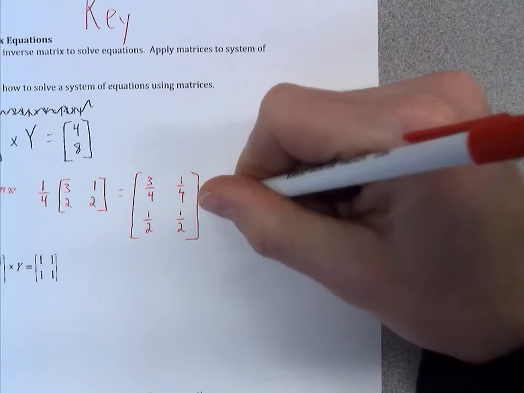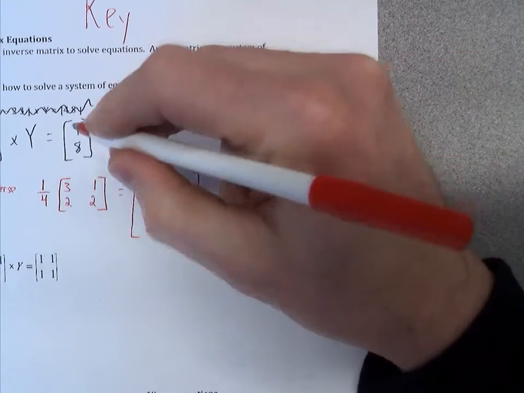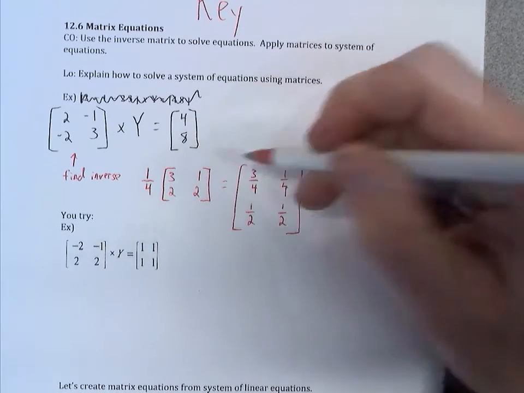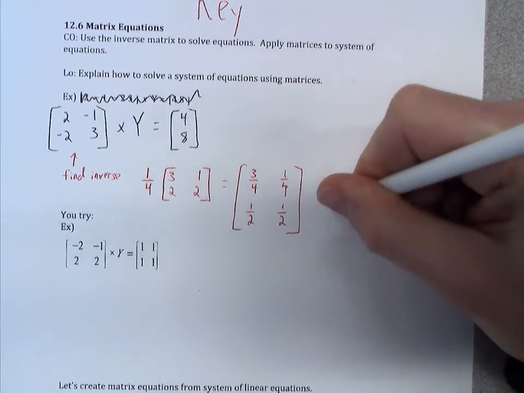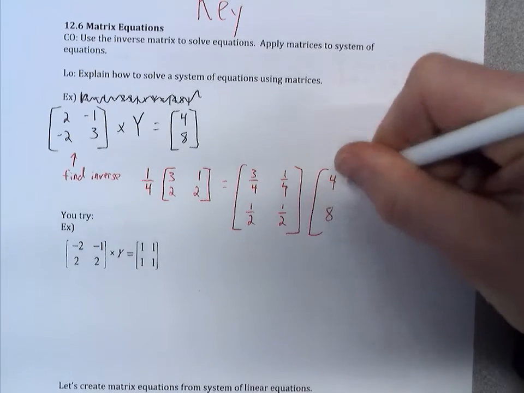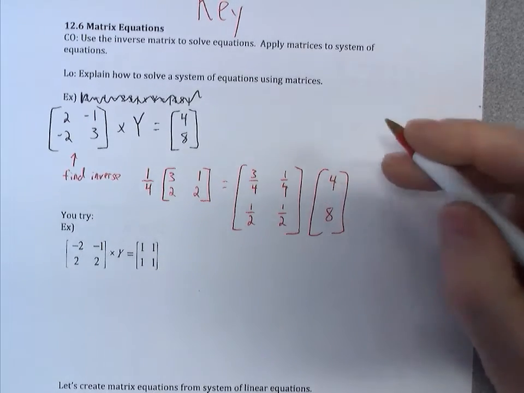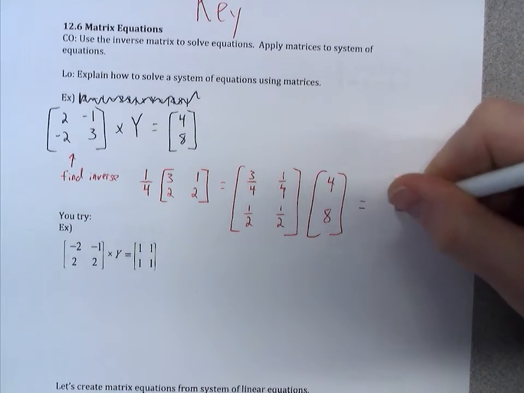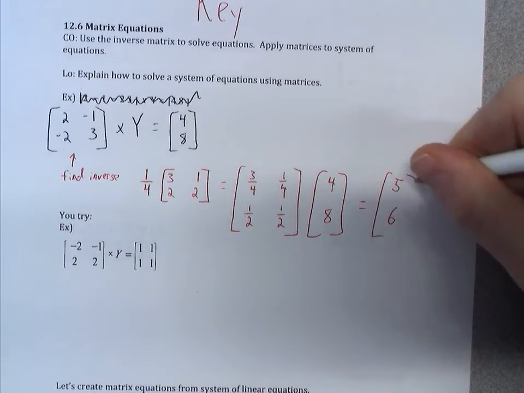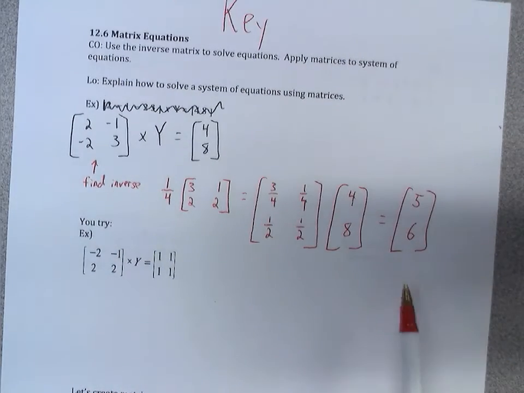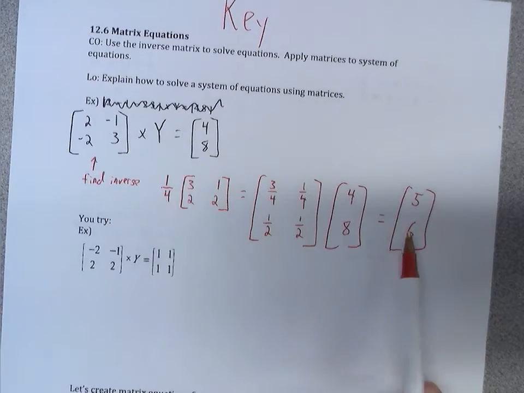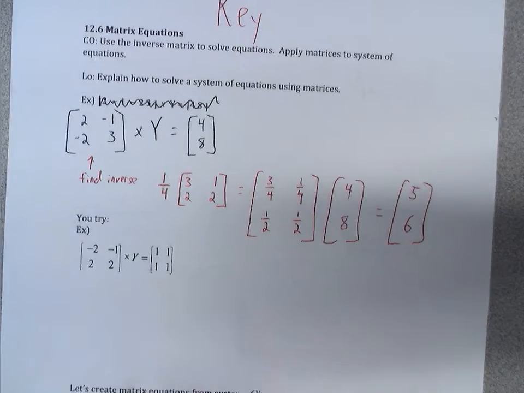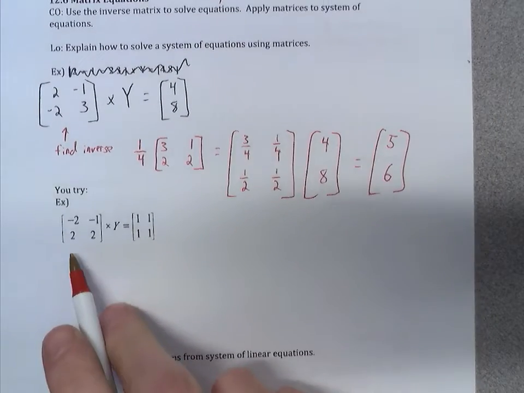Now I can take this inverse and I can multiply it by this matrix here, the 4 and the 8, because we can multiply a 2 by 2 and a 2 by 1. And what I'll get is a 5 and 6 in a 2 by 1 matrix. And so this is what y equals. Y equals this matrix. Okay? So we did this one the long way.